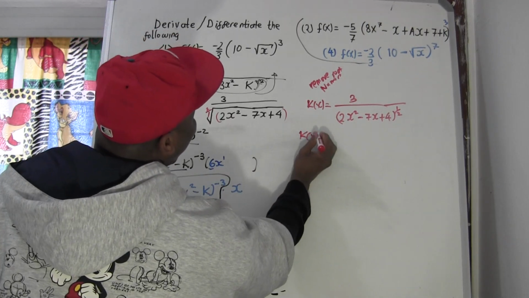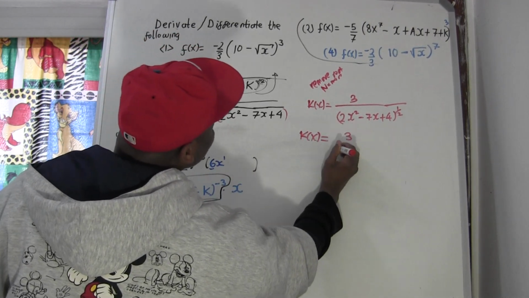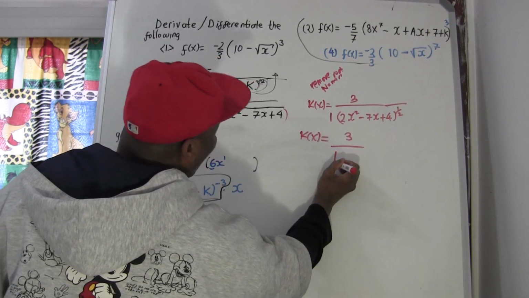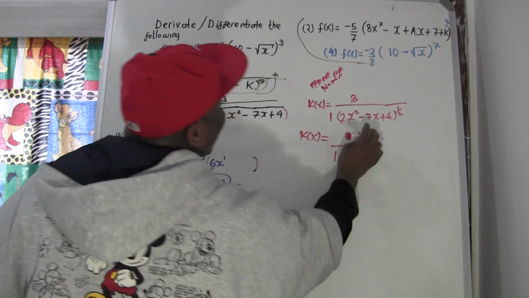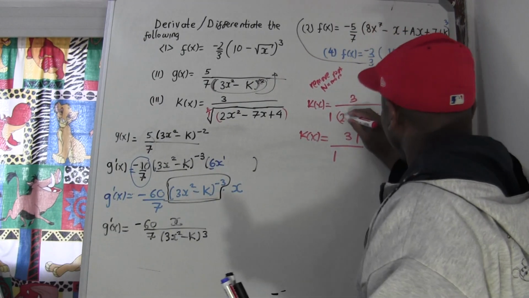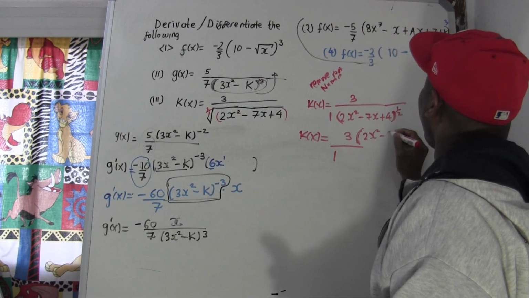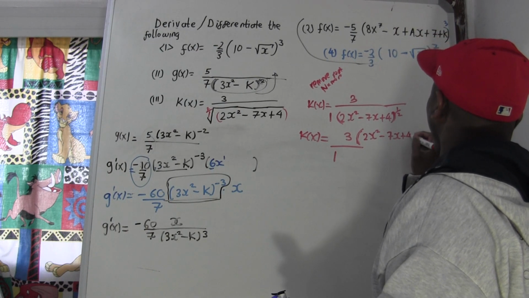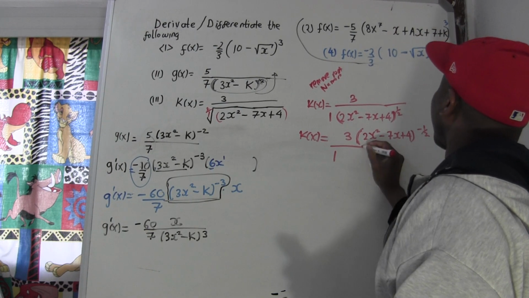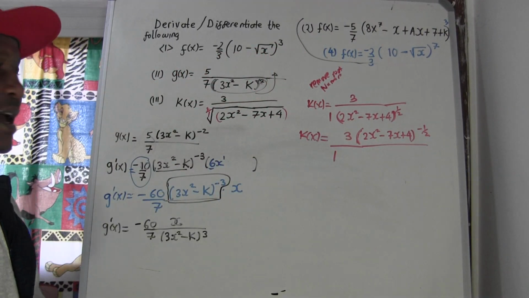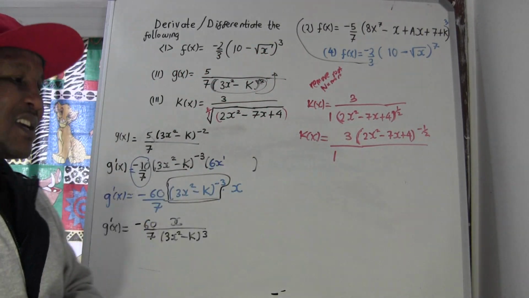So this is going to be k of x equal to, on top I have 3. If everything goes to the top, remember here there's nothing, means there's a 1. So I'm going to say 1, everything that goes to the top is going to become negative. We're going to write exactly, but with a negative. So it's going to become bracket 2x squared minus 7x plus 4, to the power -1/2. Okay, so now can you differentiate? Yes, you can, because everything is in power and everything is to the numerator.